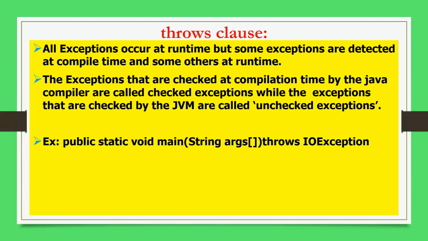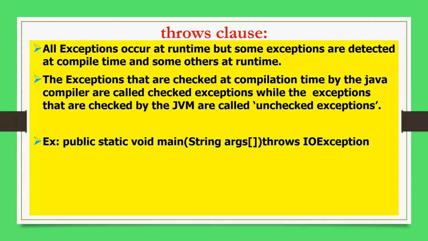So you can see here public static void main string args. We mentioned here throws IOException. Here IOException is an example of a checked exception. So we threw it out of the main method without handling it. Here we are not handling, we are just throwing. This is done by the throws clause written after the main method. That's why we have to mention the throws clause after the main method.